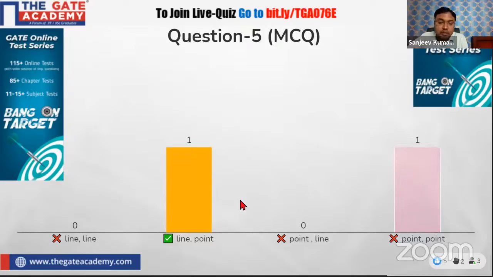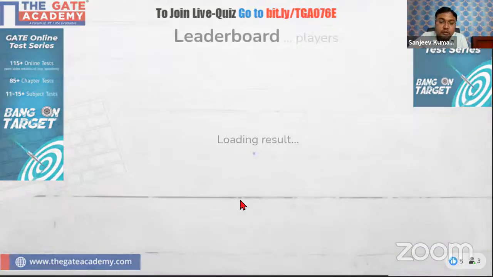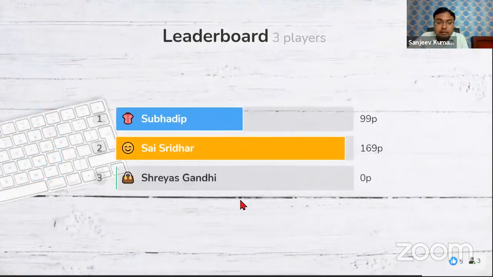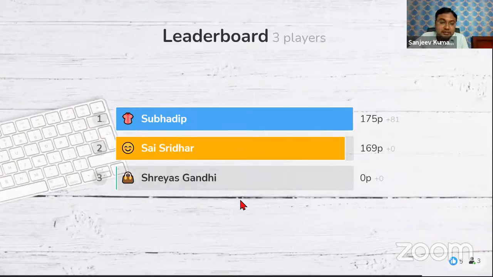One person has given the right answer: line and point. That's correct. I think one person has not marked the answer, right? Let's go to the leaderboard. Yes, Subhadeep, you can see you came to the top of the page now. Very nice. Sridhar, you have marked the wrong answer for this. Shreyas Gandhi, I hope you are not answering, right? Let's go to the last question.